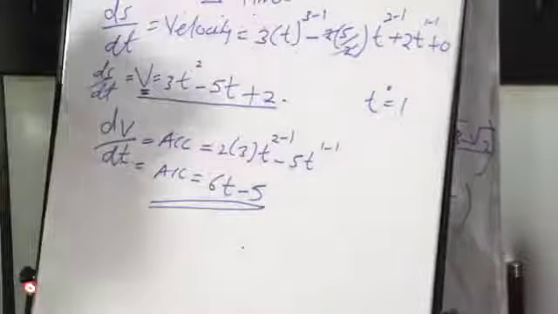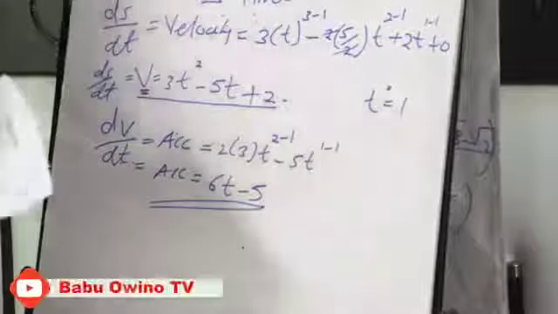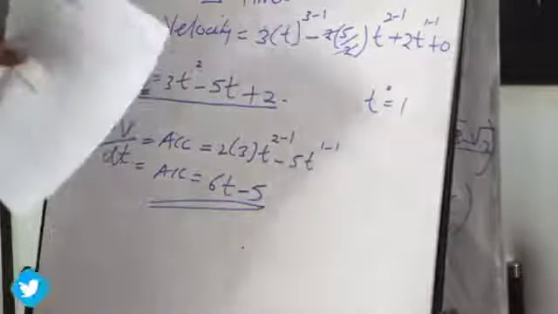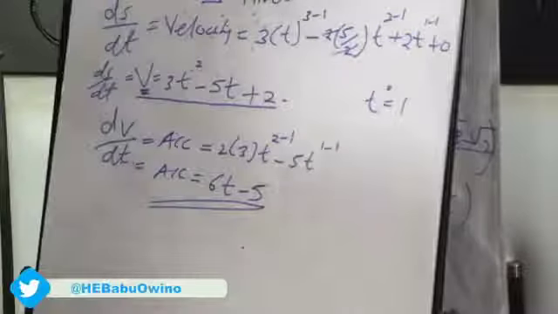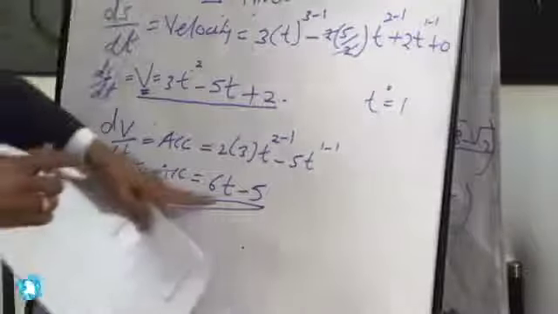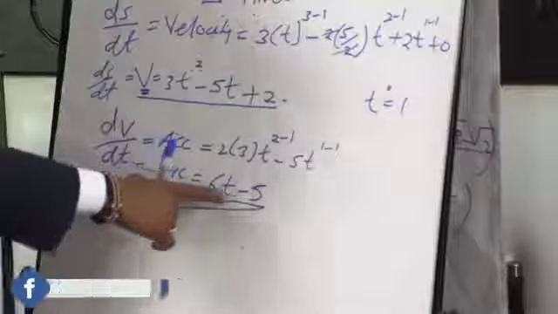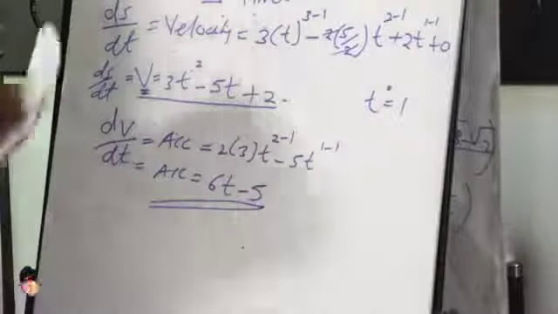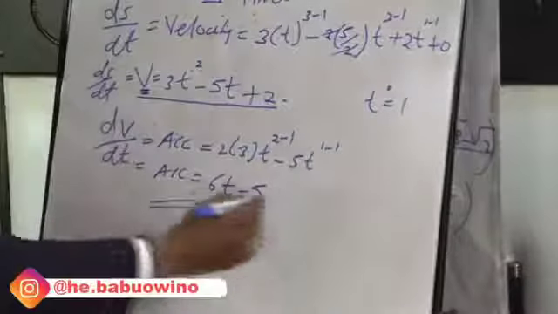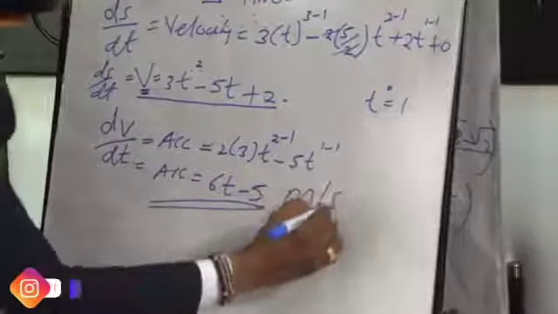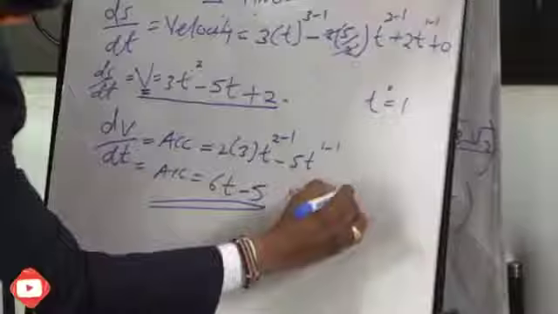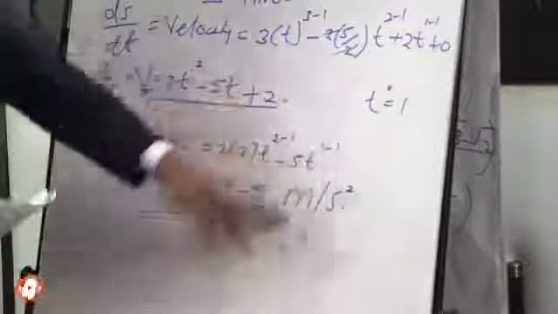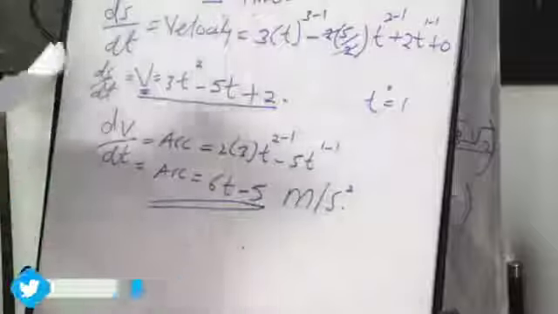But what is the question saying? Find the acceleration after t seconds, because the question is not specific within which time. Therefore, we just say the acceleration is given by 6t minus 5, but the unit is very important. The SI unit of acceleration is meters per second squared.